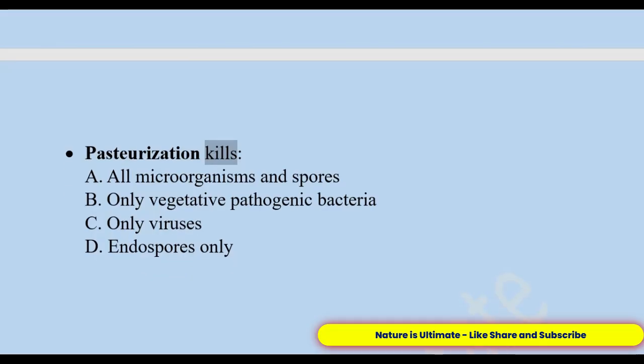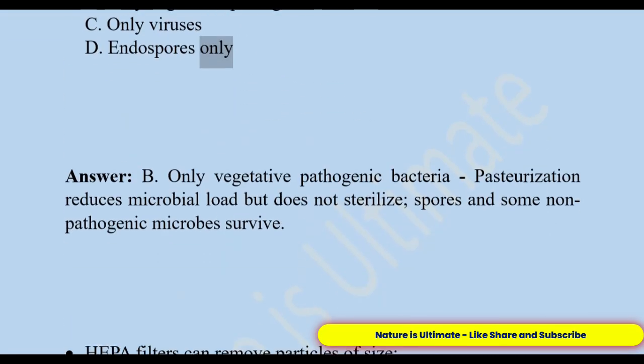Pasteurization kills A. All microorganisms and spores. B. Only vegetative pathogenic bacteria. C. Only viruses. D. Endospores only. Answer: B. Only vegetative pathogenic bacteria. Pasteurization reduces microbial load but does not sterilize. Spores and some non-pathogenic microbes survive.